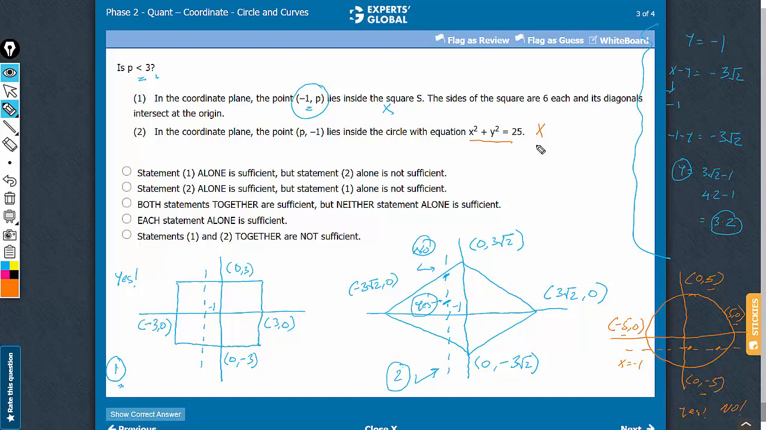Statement 2 is not sufficient, and on combining, a value such as 3.1 will satisfy this condition as well as this condition, and will lead to no as an answer, and a value such as 2.9 will also satisfy both the conditions and will lead to yes as an answer. So even on combining, p could be greater than 3 or p could be less than 3. So yes as well as no still possible. Statement 1 did not work, statement 2 did not work, combining did not work. E is the correct answer choice.